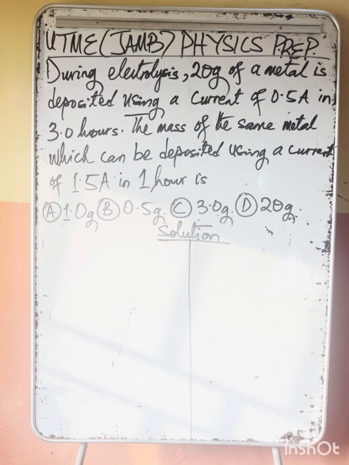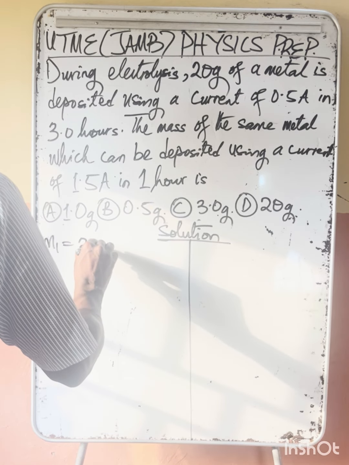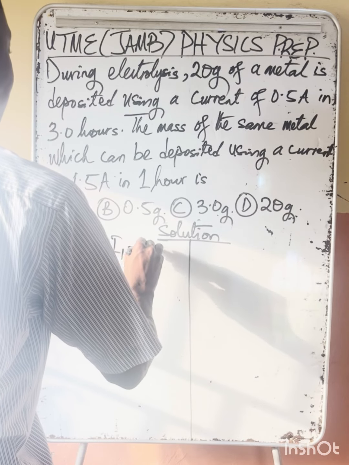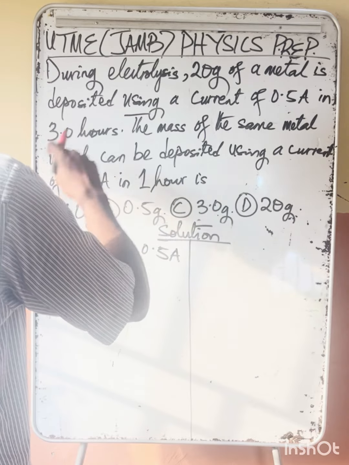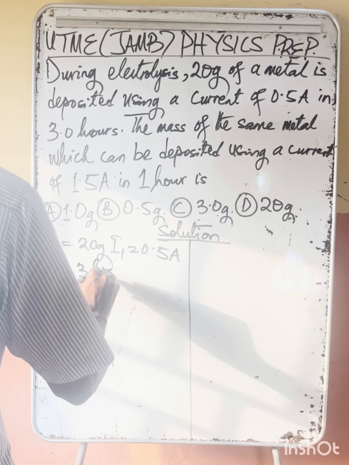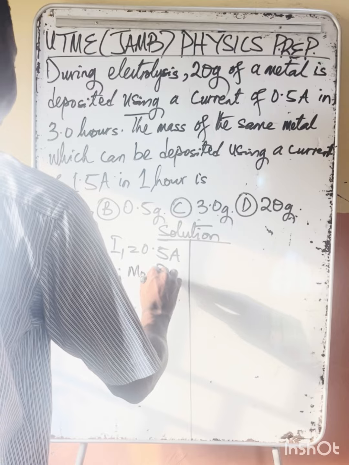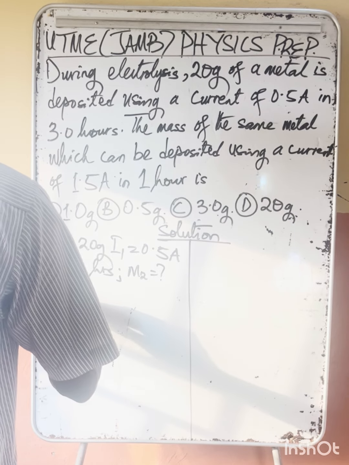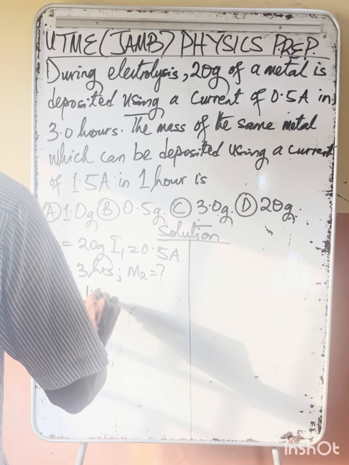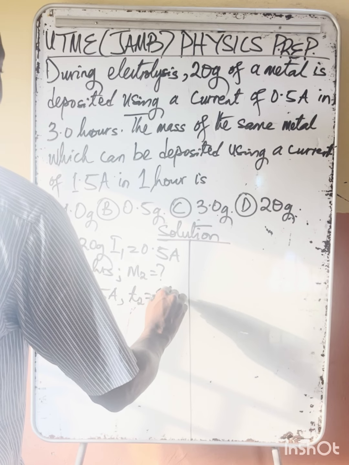So first off, we'll bring out the data provided. Here, the initial mass M1 is 20 from the question. Then the initial current I1 is 0.5 amperes, and the initial time T1 is 3 hours. If we go to the second part now, we are looking for M2, given that the final current supply I2 is 1.5 amperes and the final time T2 is 1 hour.